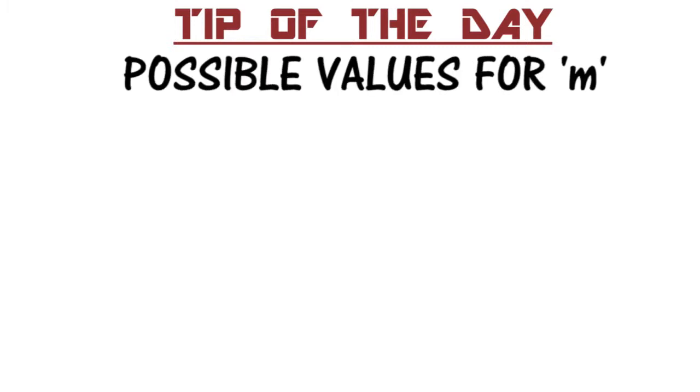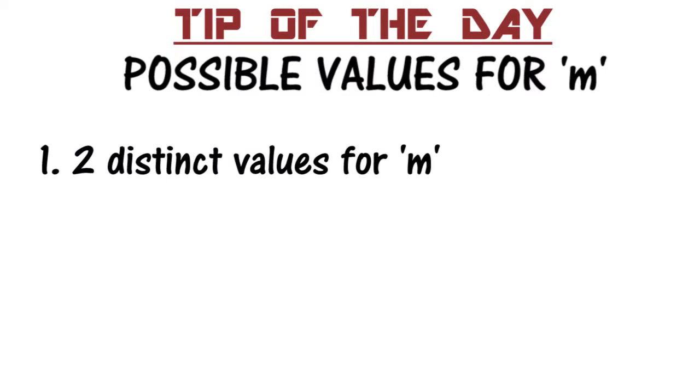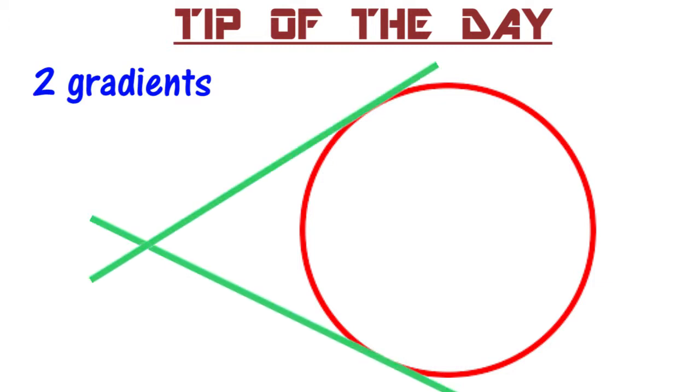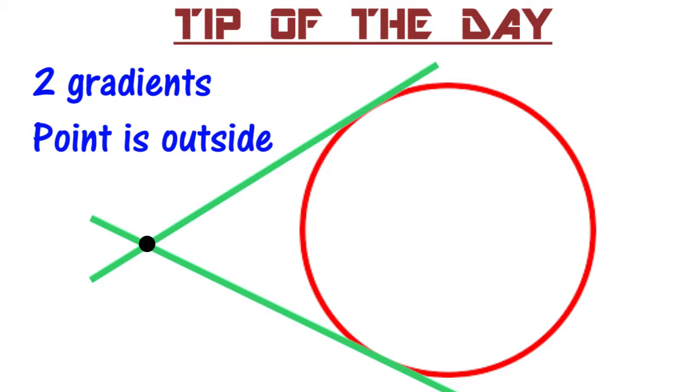Now for the tip of the day. There are three possible instances for the value of the gradient m. Number 1: two distinct values for m. This means that there are two gradients, therefore two separate tangents. This also means that the point lies outside the circle.